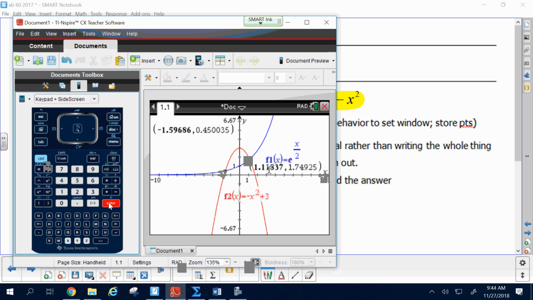Now, in terms of what we report on our paper, we would communicate the intersection points to 3 decimals. Negative 1.596 for the lower bound, and 1.118 for the upper bound. All work should show 3 decimals or more, not just the final answer, but all work in between. So those need to have 3.